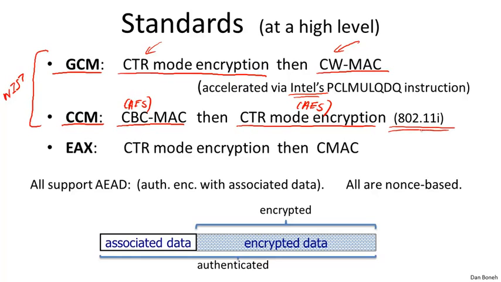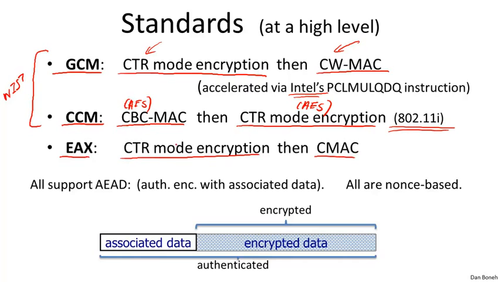If you're using encrypted Wi-Fi, 802.11i, then you're basically using CCM to encrypt traffic between your laptop and the access point. There's another mode called EAX that uses counter mode encryption and then CMAC. So again, you notice encrypt then MAC, and that's another fine mode to use. We'll do a comparison of all these modes in just a minute.